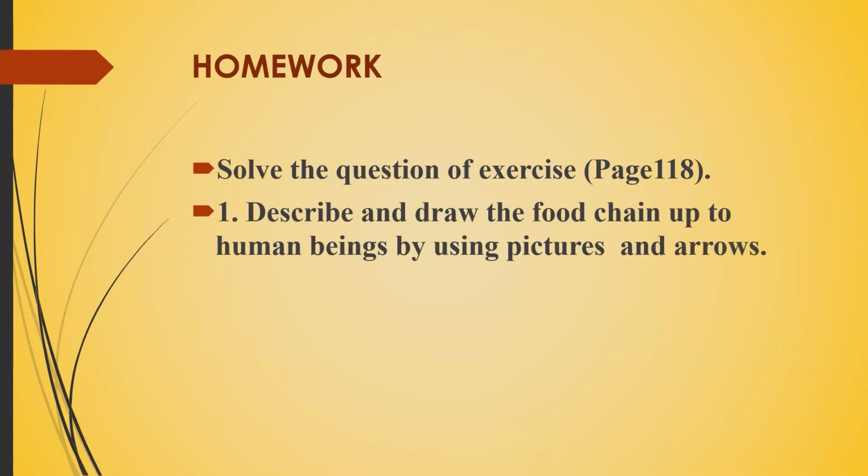Homework. Solve the questions of exercise on your page 118. Describe and draw the food chain up to human beings by using pictures and arrows. The student will paint the pictures and properly use the arrows to make the food chain that involve human being at the end. In this way, today's lesson will be finished.